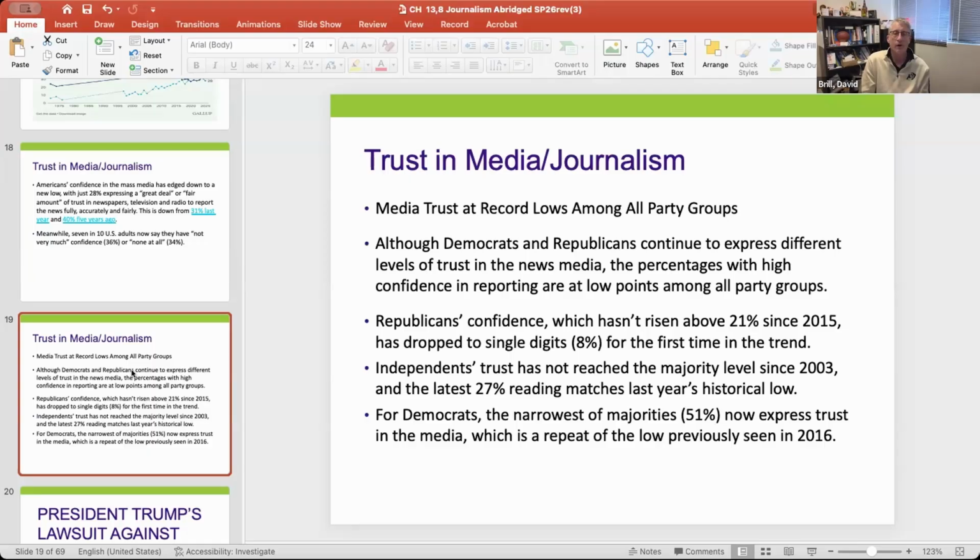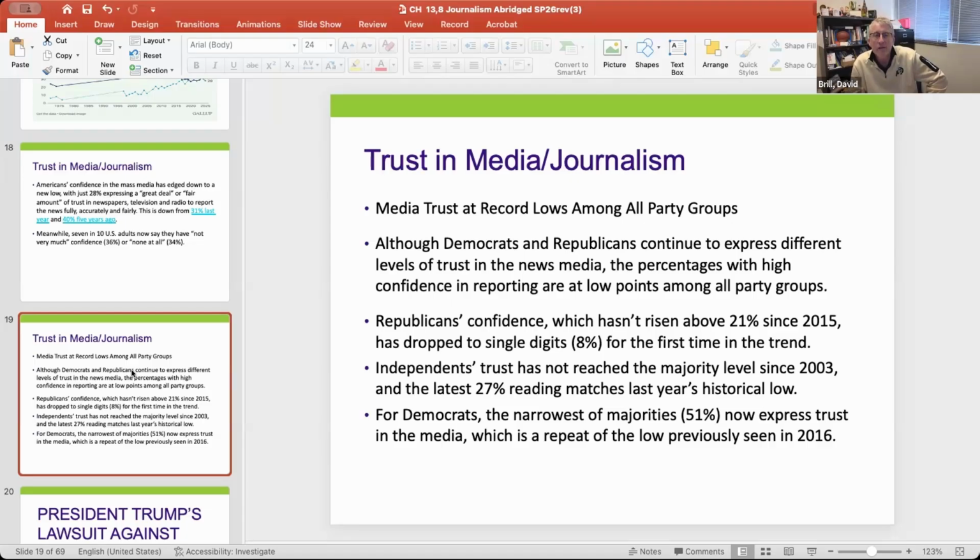Media trust is at a record low among all party groups. Although Democrats and Republicans continue to express different levels of trust in the news media, the percentages with high confidence in reporting are at low points among all party groups. Republican confidence, which hasn't risen above 21% since 2015, has dropped to single digits for the first time in this trend. So only 8% of Republicans have trust in what is called the mass media, being CBS, NBC, ABC, CNN, LA Times, just traditional media outlets. Independents' trust has not reached the majority level since 2003, and the latest 27% reading matches last year's historical low.